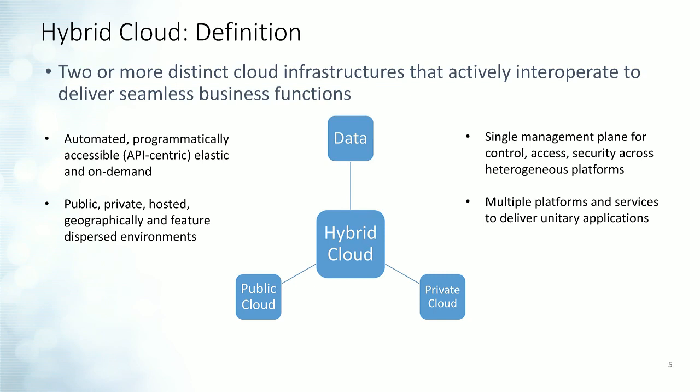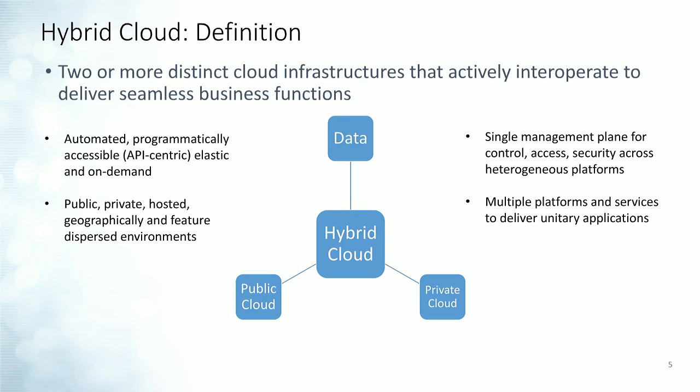So with that said, our formal definition is this. It's two or more distinct cloud infrastructures that actively interoperate to deliver seamless business functions. In English, that's using more than one cloud platform to run a single application, or more than one application using them together jointly under the hood. It has to be within the cloud model. It has to be automated, programmatically accessible with APIs, elastic, on-demand, self-service. It has to work more or less the way Amazon Web Services work. Most of the folks on this call will be familiar with how that operates.